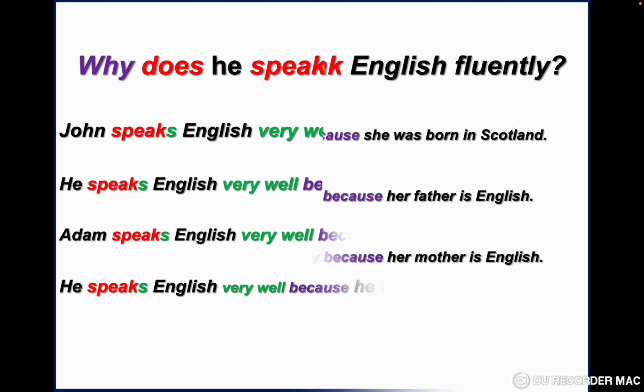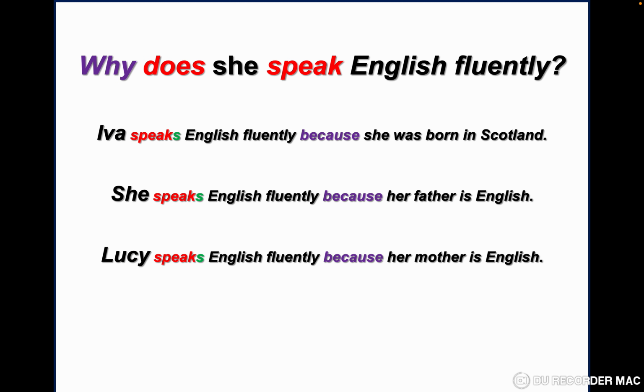Let's continue. Why does she speak English fluently? So fluently means very well, without problems. Eva speaks English fluently because she was born in Scotland. She speaks English fluently because her father is English. Lucy speaks English fluently because her mother is English.